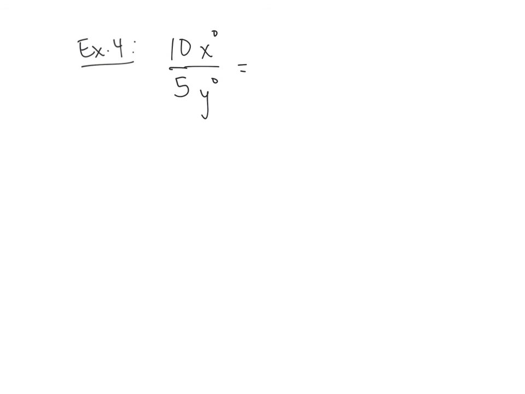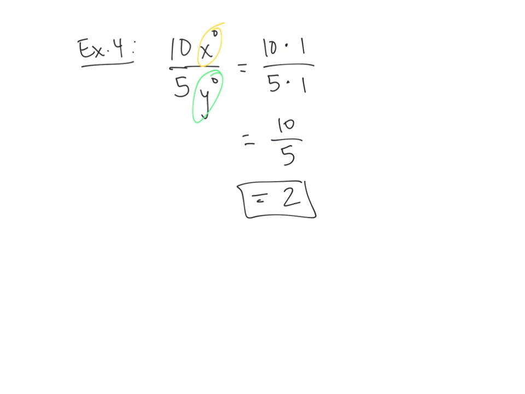All right, so this one is 2 rules of 0. I have x to the 0 and y to the 0, and both of those end up being 1. So I have 10 times 1 over 5 times 1, and 10 times 1 and 5 times 1 is just going to make 10 over 5. And then we can simplify that, 10 divided by 5, making 2. All right, so again, powers of zero are valuable because they're going to make problems a lot simpler and a lot quicker, because I can get rid of those exponents entirely.